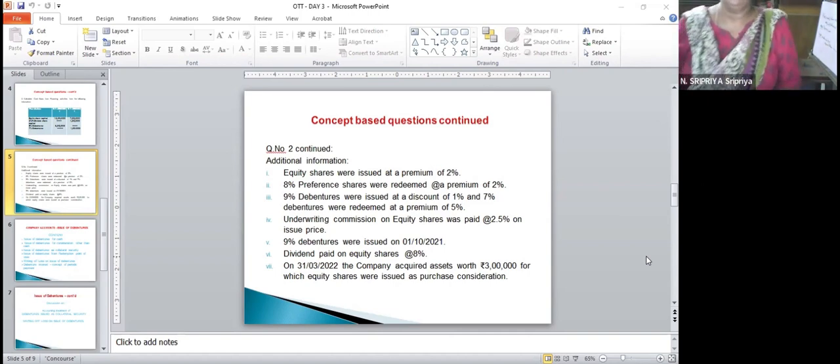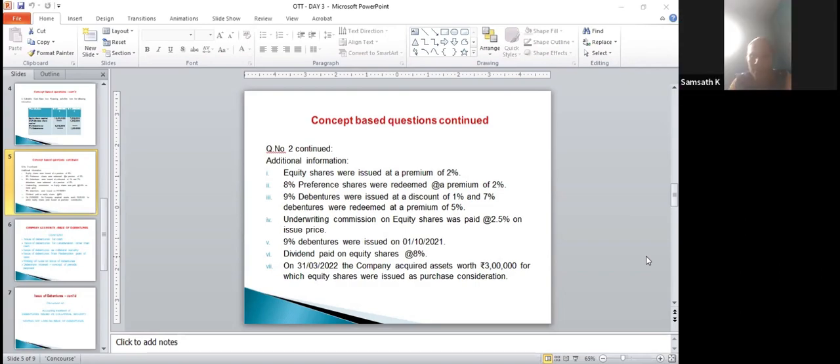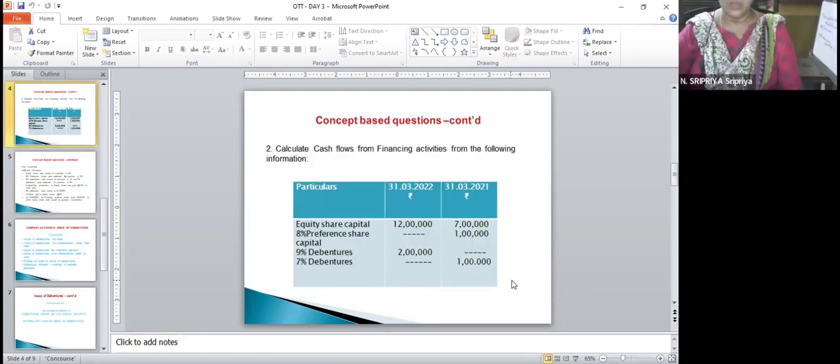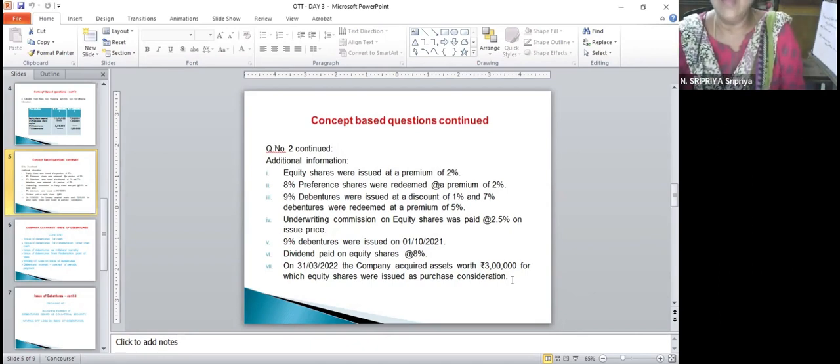Now coming to debenture, preference shares redemption. So 8% preference shares were redeemed at a premium of 2%. So you will write redemption of preference shares, the amount 1 lakh. Yes, amount is 1 lakh, preference share capital is 1 lakh. With that, we will add premium on redemption of preference shares.